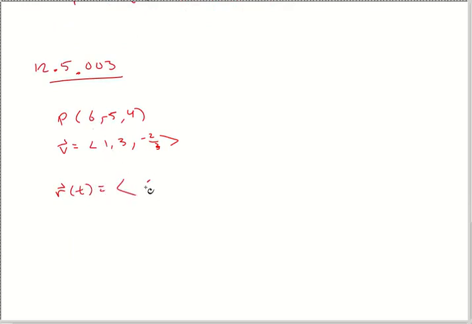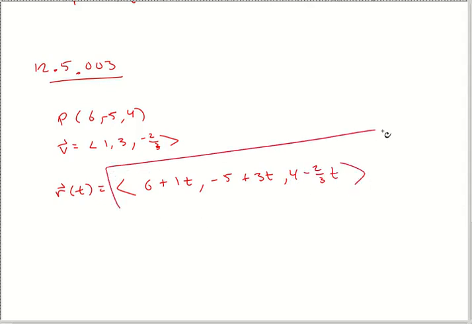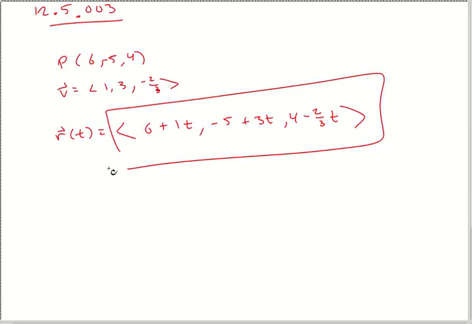I start with 6, and then I'm going to go one distance for every t. I start with -5. I go 3 distance for every t. I start at 4, and then I go a -2/3 distance for every t. And that is your answer. You're done. Very simple. They're again wanting that x, y, z.